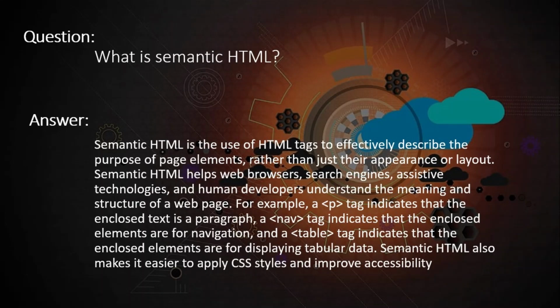What is semantic HTML? Semantic HTML is the use of HTML tags to effectively describe the purpose of page elements, rather than just their appearance or layout. Semantic HTML helps web browsers, search engines, assistive technologies, and human developers understand the meaning and structure of a web page. For example, a p tag indicates that the enclosed text is a paragraph, a nav tag indicates that the enclosed elements are for navigation, and a table tag indicates that the enclosed elements are for displaying tabular data. Semantic HTML also makes it easier to apply CSS styles and improve accessibility.